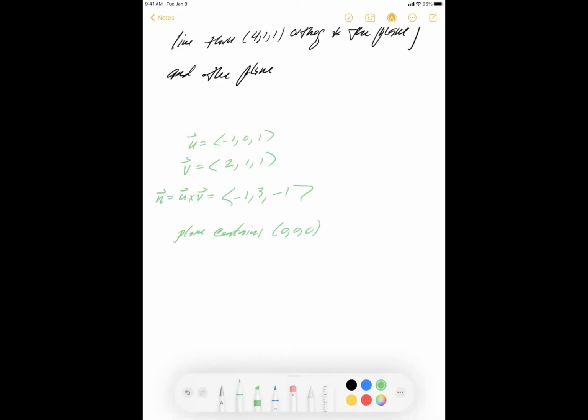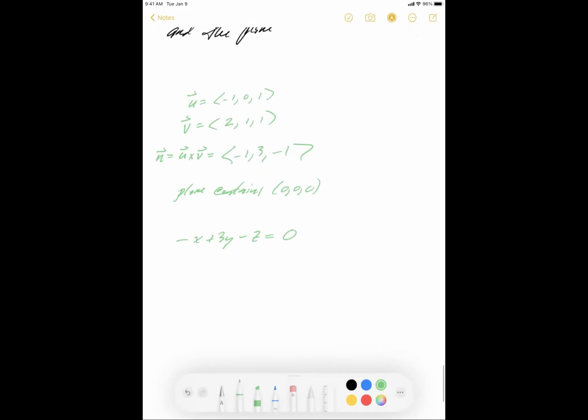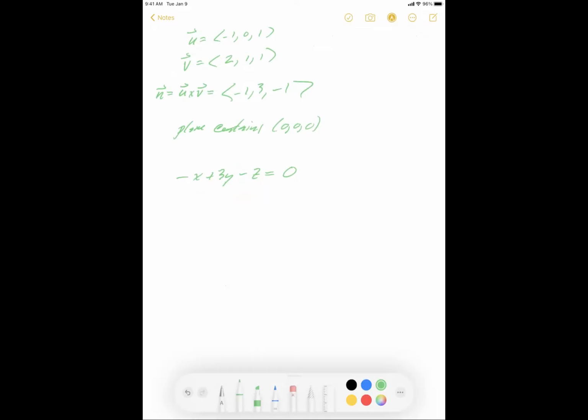So now we can just write down the equation of the plane, right? If you know a point that it passes through and a normal vector, you're done. Minus x plus 3y minus z equals 0. All right, now we want the parametric equations of the line that meets the plane orthogonally. If it's going to meet the plane orthogonally, then its direction vector has to be at least parallel to the normal vector. So we might as well choose the direction vector equal to the normal vector.